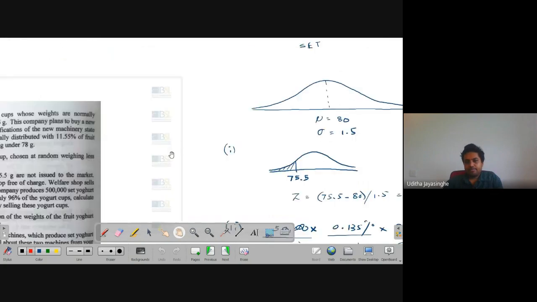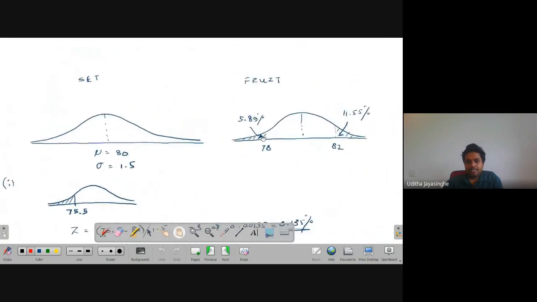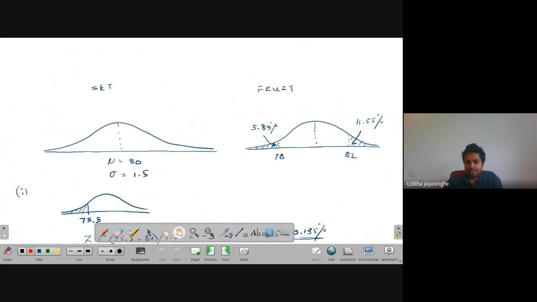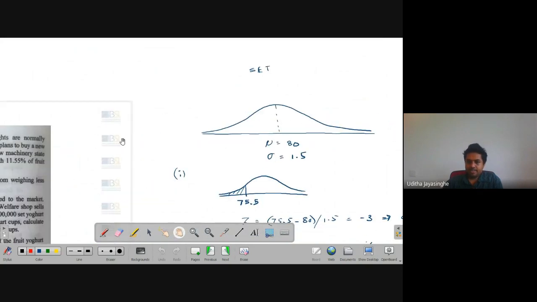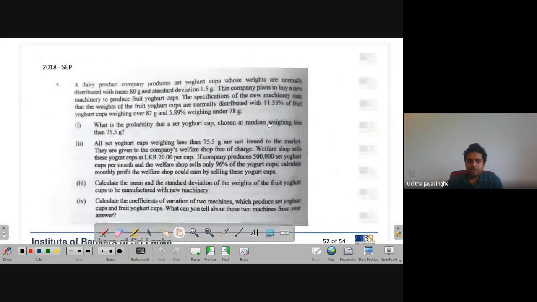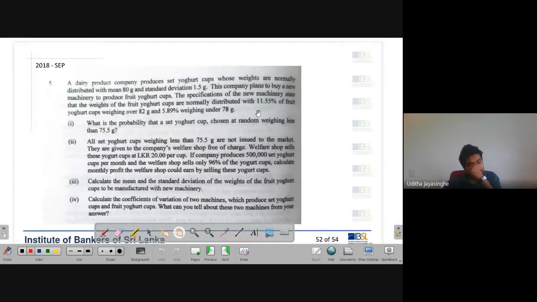If I put it in a graphical orientation, the mu and sigma are not given here, but the calibration portion is given. 11.5% will be over 82, 5.9% will be under 78. Okay, that's all that's given here. Two machines, set and fruit. Another good question testing all the angles of your probabilistic knowledge.